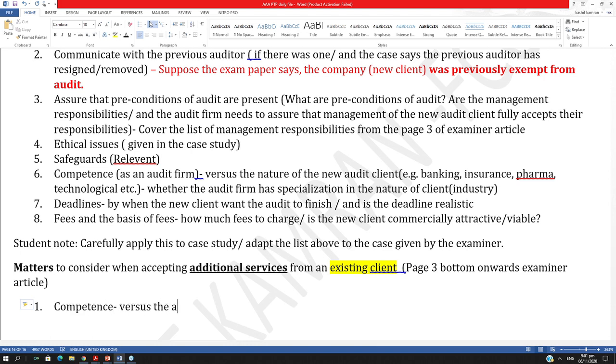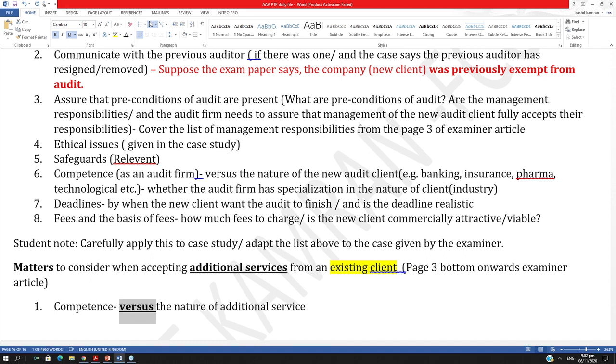Competence versus the nature of the additional service. Do you know the existing client? Do you know the industry of the existing client? Yes. So what competence are you looking for? Are you looking for the competence above? No, you're looking for the competence versus the nature of the additional service.